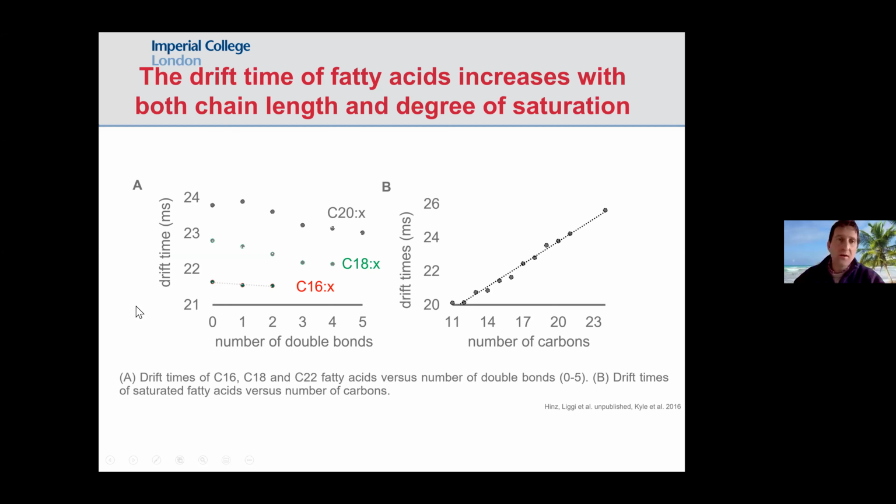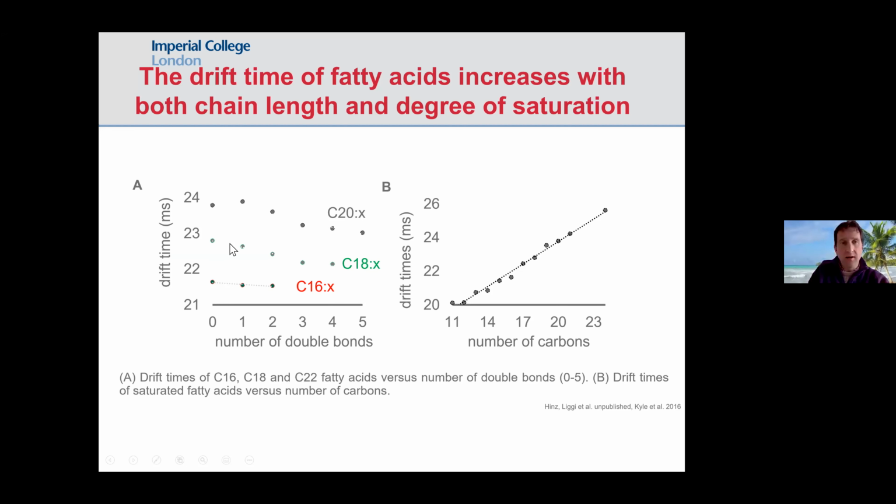Just like we were talking about yesterday, where Mikhail was talking about retention times and how you can use chromatography to predict retention times for structurally related compounds, we can do the same thing for ion mobility. So this is a series of drift times plotted out for structurally related fatty acids. On the left-hand side, we've got 3 different fatty acids based around C16, C18 or C20 chain lengths with variable numbers of double bonds.